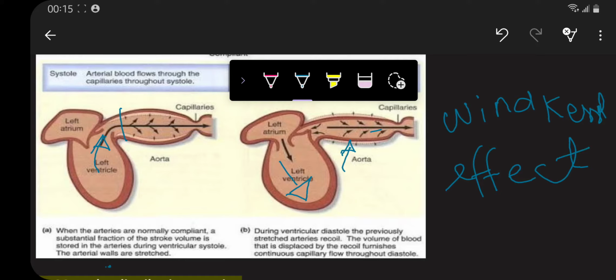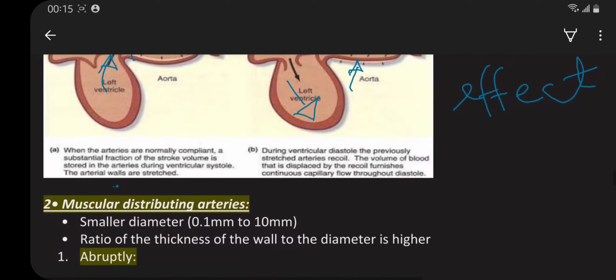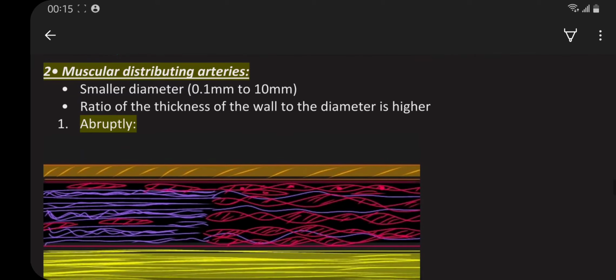And I actually have in the description a link to a YouTube video that really showcases this effect. It's a very good video. You should check it out. It's in the description. Now let's talk about the second type of arteries, which are the muscular distributing arteries.